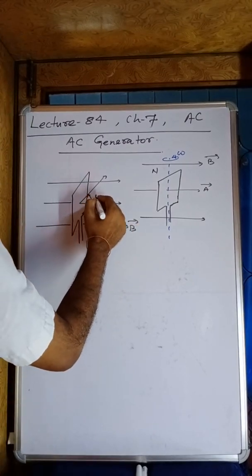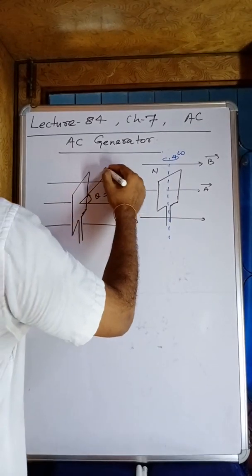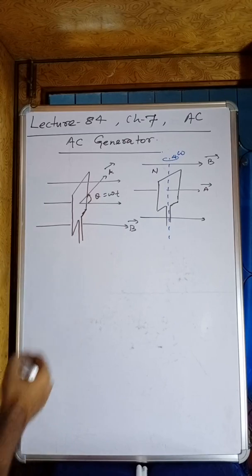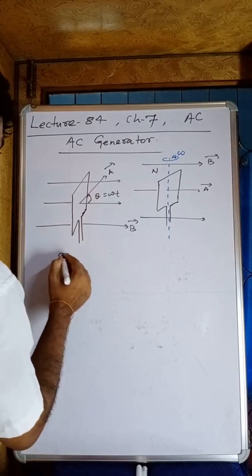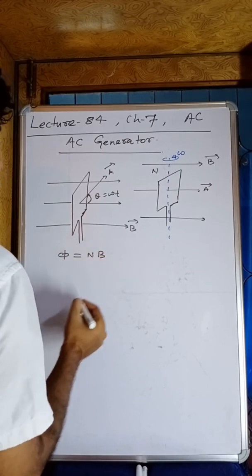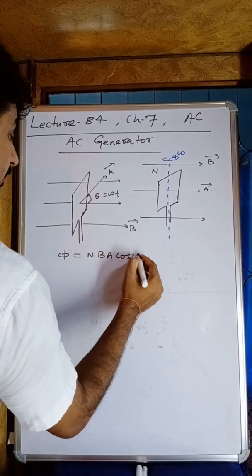It is rotated by angle theta, which is omega t. Alright, now this is the area vector. So what can we write for the flux, my dear students? We can write the flux as n times B dot dA, that is nBA cos theta, which is nBA cos omega t.